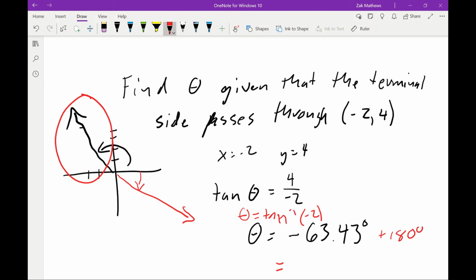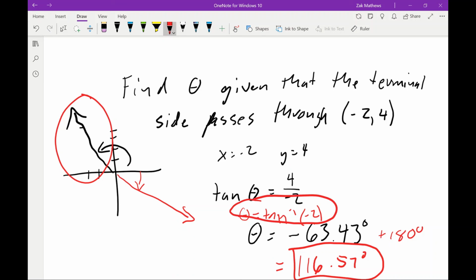I can do that by subtracting it from the 180, and I get 116.57 degrees. And that is an approximate. Let's try that one more time. 116.57 degrees. And that looks better because that is actually an angle in the second quadrant. So what we always have to be aware of is, are we actually trying to find the inverse trig function, or are we simply using that inverse trig function to find what we're looking for?